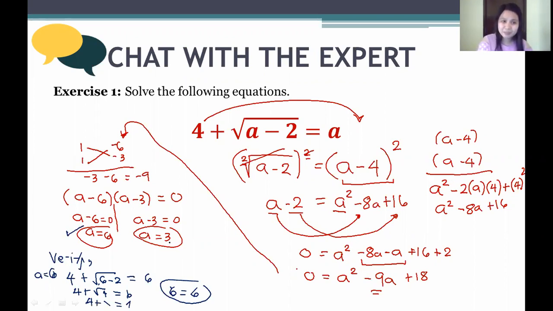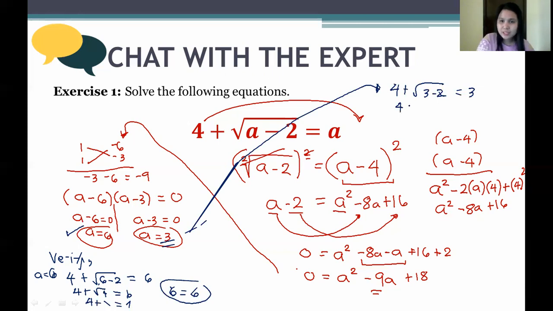Let's check the second one, 3. I'll try writing on the other side if it will work. 4 plus the square root of 3 minus 2 equals 3. You now have 4 plus 1 equals 3. 5 is equal to 3? Now, is 5 equal to 3? No, right? Therefore, 3 is not a solution.